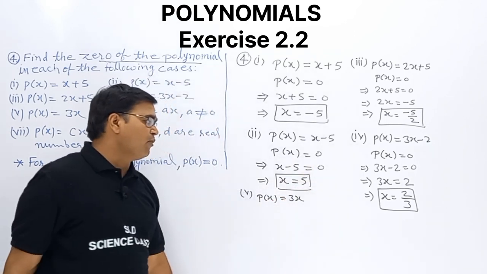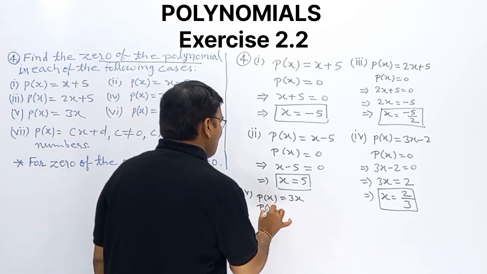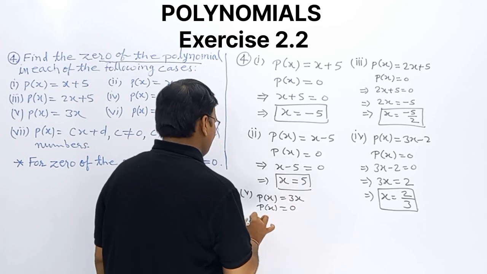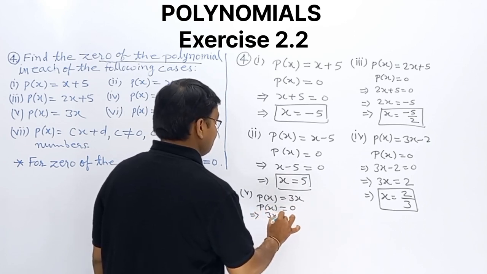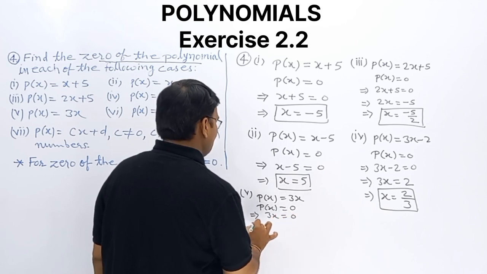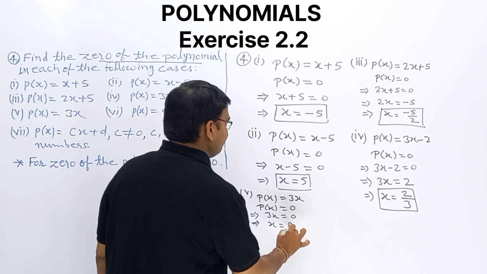What we want? We want its 0. For 0, we should put p of x equal to 0. So what is the p of x? P of x is 3x, equal to 0. Solve this one. X equal to 0 upon 3.